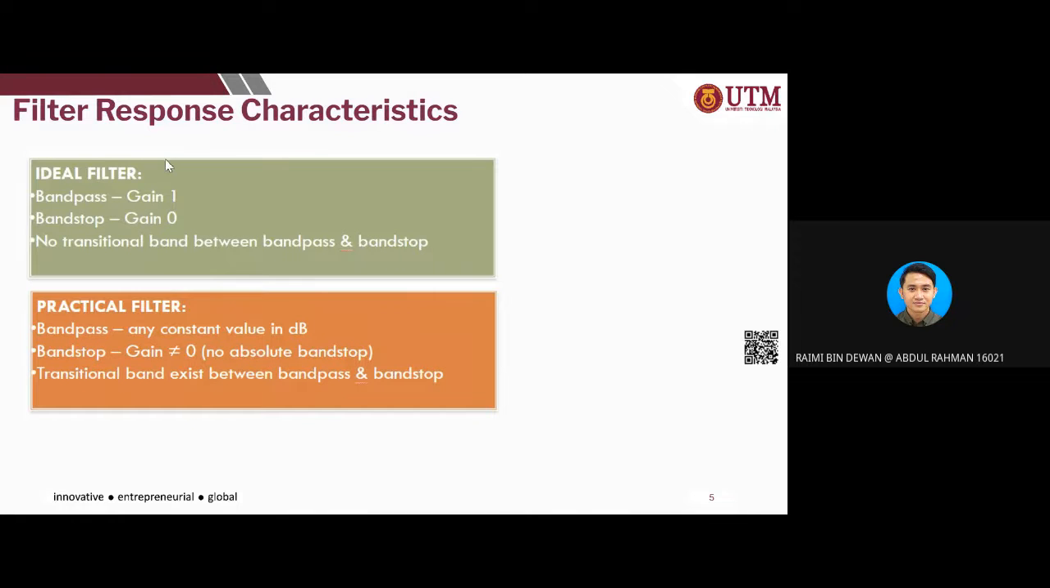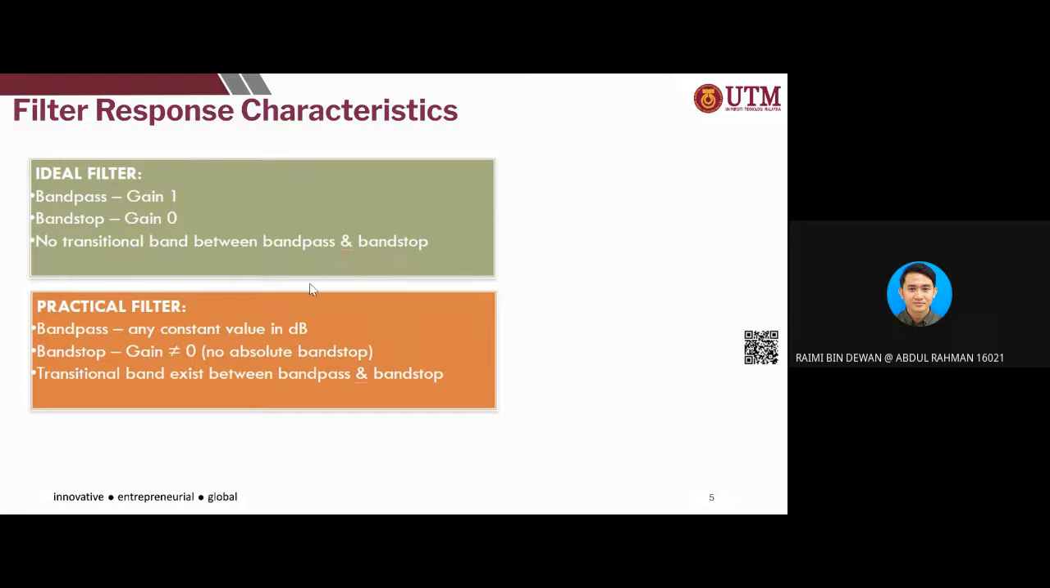Okay, so this is the filter response characteristic. So you have two kinds of filters. You have ideal filter and also practical. In the ideal filter, the gain in the pass band is 1, perfect, the gain is 1. And then in the stop band, directly we have a gain of 0. So we don't have this kind of filter in real life. This one is ideal, because in an ideal filter there is no transition band between the pass band and stop band.